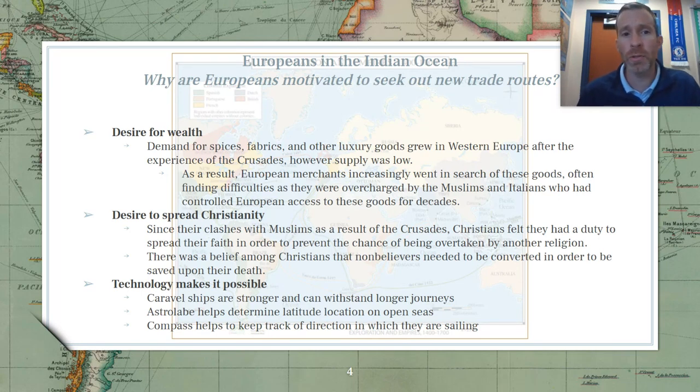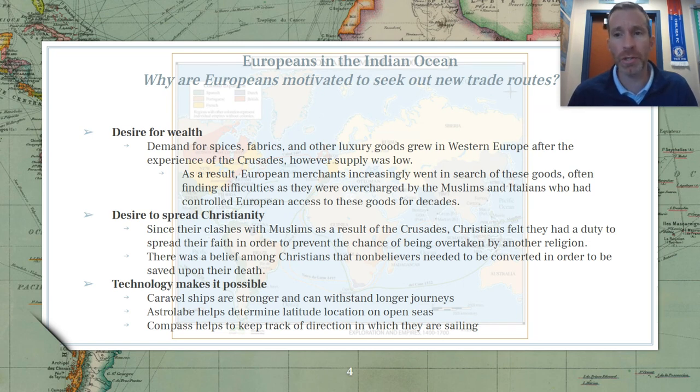The first is going to be a desire for wealth. And that comes as a result of a renewed interest in what's going on in Africa, but especially in Asia, in terms of the availability of luxury goods that are out there that aren't necessarily found in Europe. And the Crusades is going to start to regenerate that interest to a large extent for wealthier Europeans, but supply in Europe is going to be low.